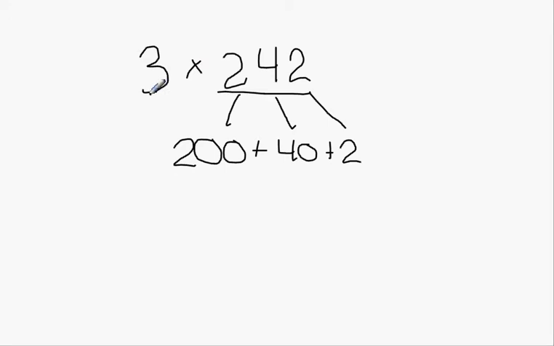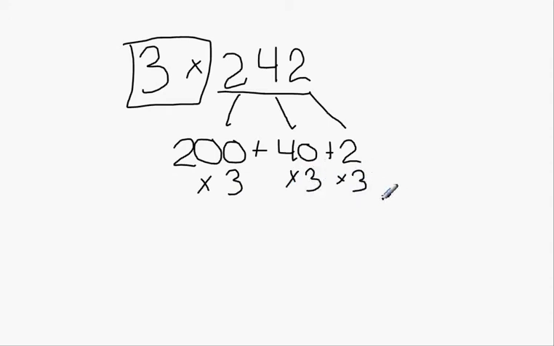Now what we'd have to do is multiply by 3 on each of these. So that's what it says right here. We want 3 200s, we want 3 40s, we want 3 2s. So if we multiply each one of these by 3 on each of these things here, we would get the value of 3 times 242.